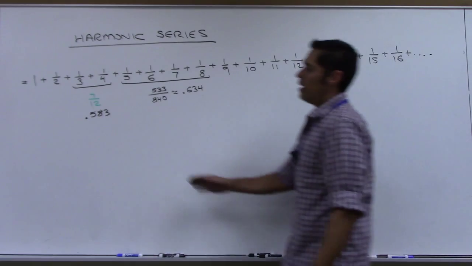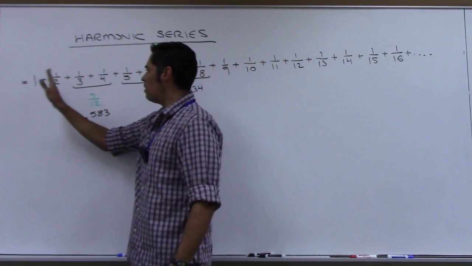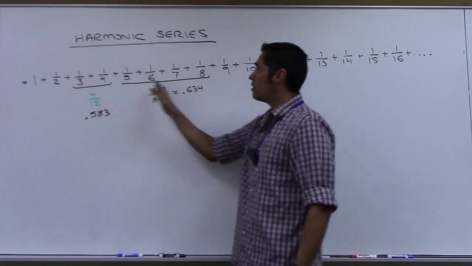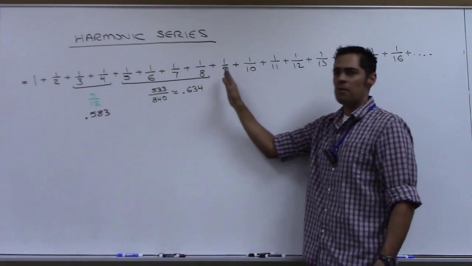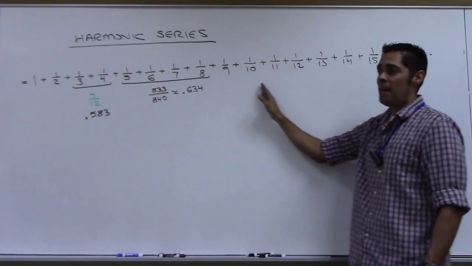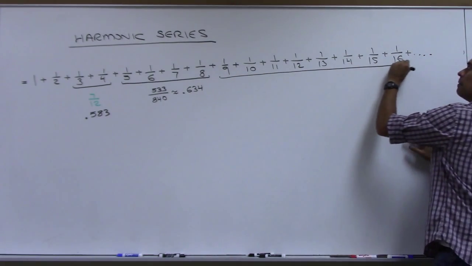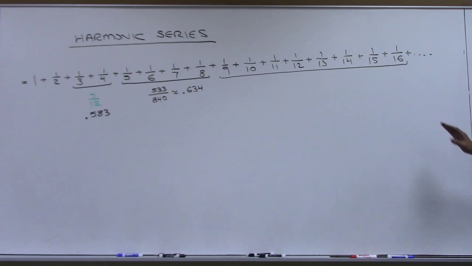Now, I ignored the 1/2. I did the first 2, added them together. Then I took the next 4, added them together. Guess what I'm going to take next? The next 8 and add them together. And when I do this, well, you know what? Maybe we don't need to add it up. Check this out for a second.